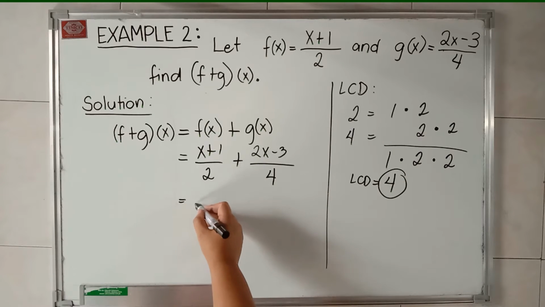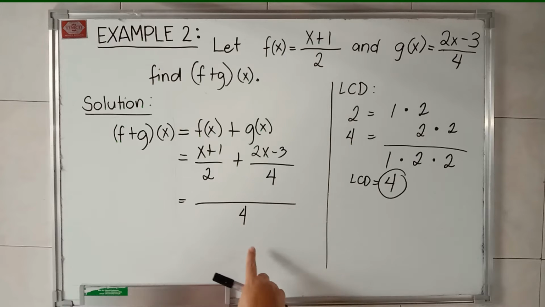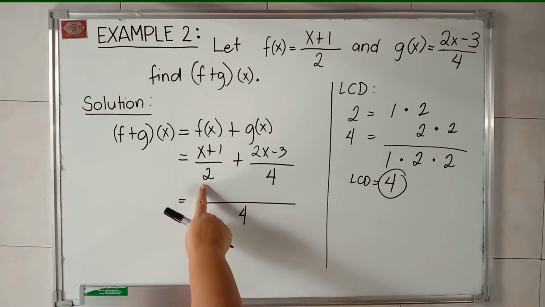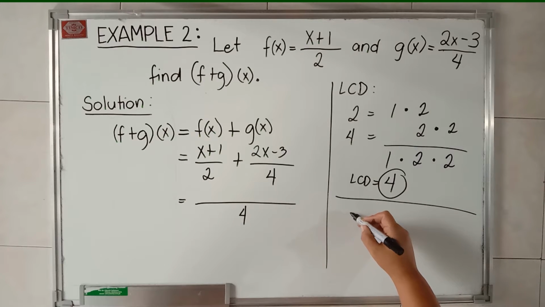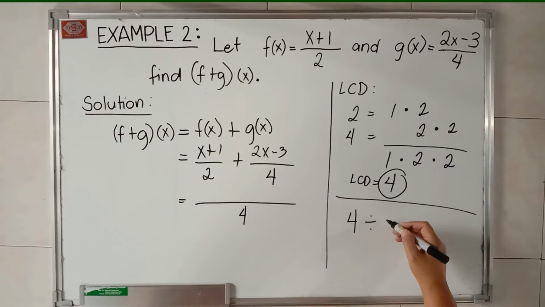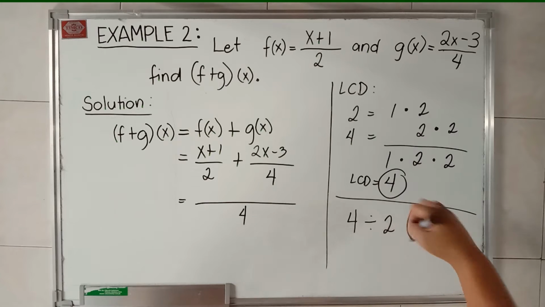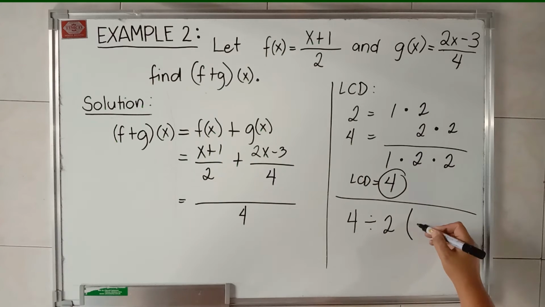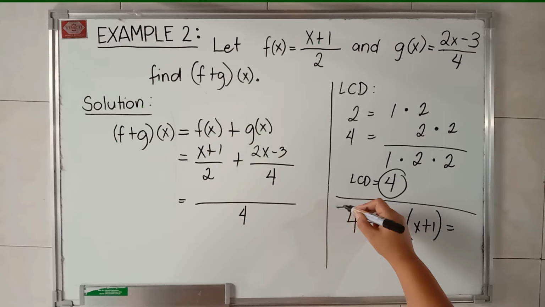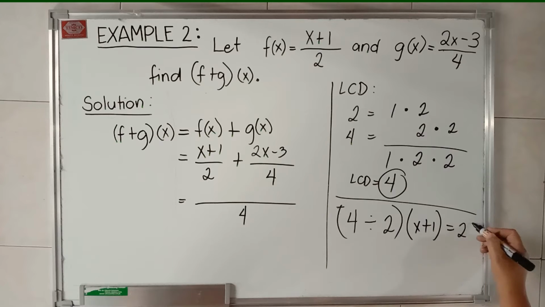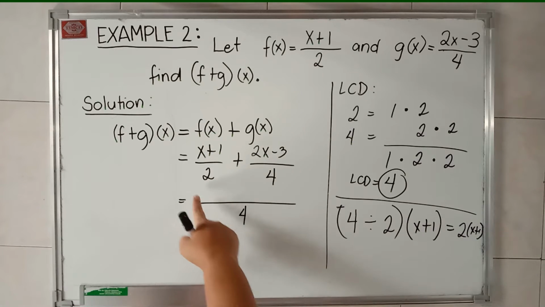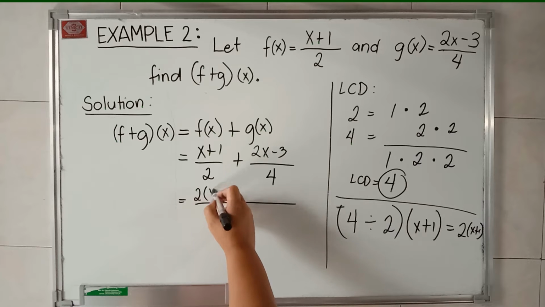Next, we will use the long method. So, we will write 4 at the denominator since it is our LCD. 4 divided by 2 times x plus 1. So, I will write here 4 divided by 2, times x plus 1, which is the numerator. So, x plus 1. So, 4 divided by 2 is 2 times x plus 1. So, that is what we write in the numerator of the first term.